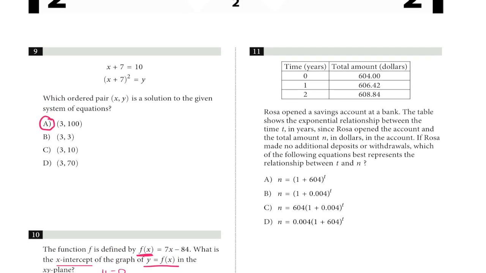All right, number 11. Rosa opened a savings account at a bank. The table shows the exponential relationship between the time t in years since Rosa opened the account and the total amount in dollars in the account. If Rosa made no additional deposits or withdrawals, which of the following equations best represents the relationship between t and n? So t is the number of years, n is the number of dollars that Rosa has in her account.